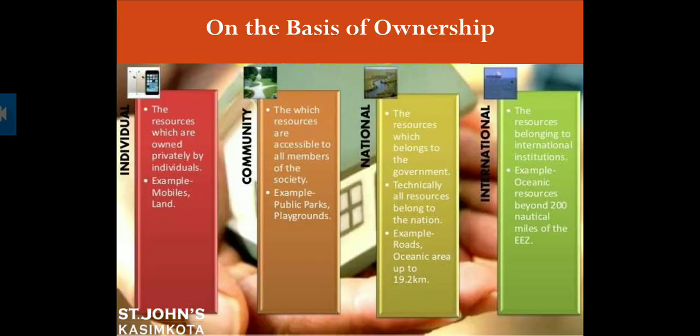On the basis of ownership, how are they classified? We are going to see now. Individual resources are the resources which are owned privately by individuals. Example, the mobile phones, the lands which we own. These are called individual resources.